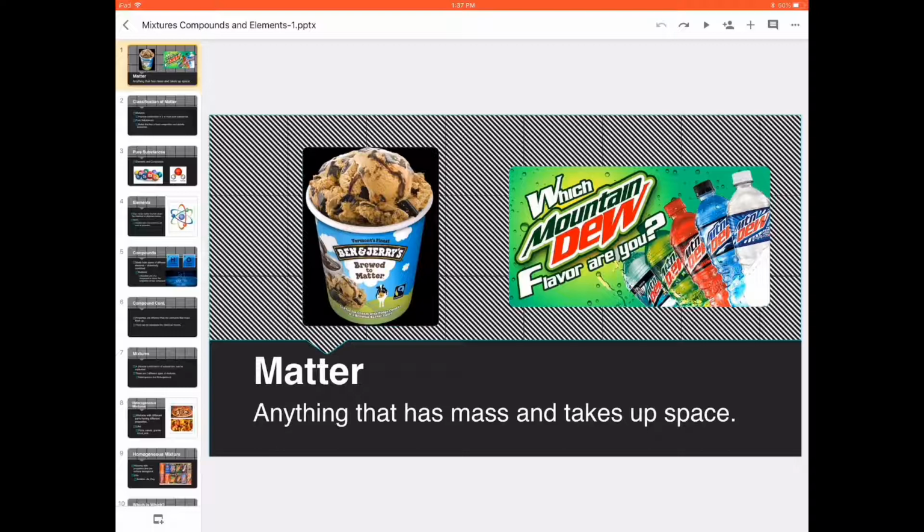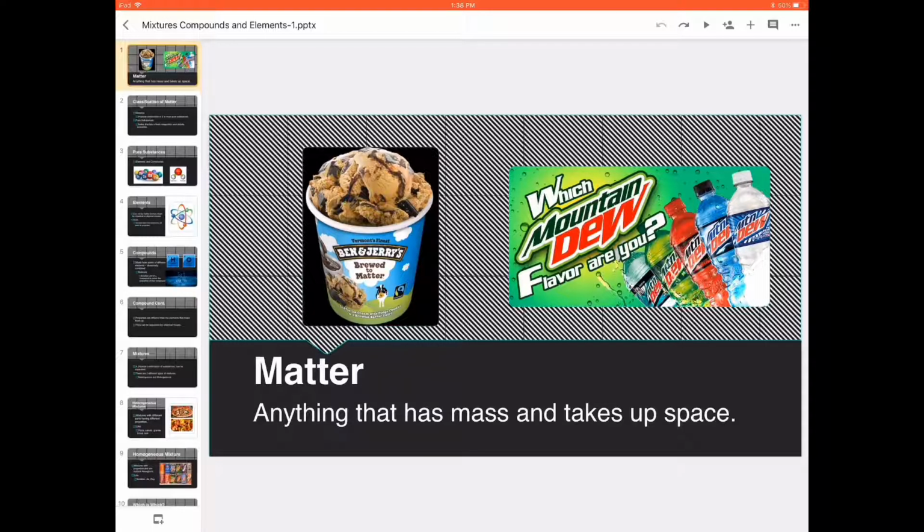Today we're going to be talking about mixtures, compounds, and elements. And by the end of this, I would like you to be able to explain what each of these are and the difference between them.